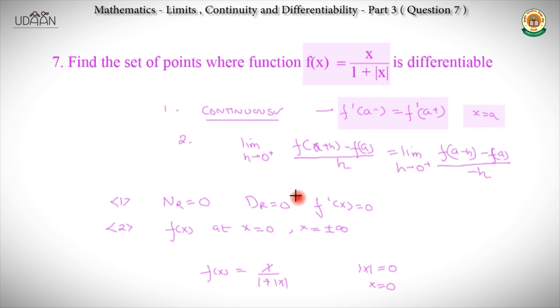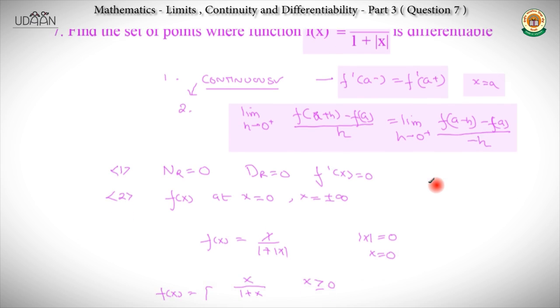Or else, if we don't know whether it's continuous or not, then we have to use the first principle, which is limit h tends to 0 plus of f of a plus h minus f of a divided by h equals limit h tends to 0 plus of f of a minus h minus f of a divided by minus h, which should be equal to a finite value. Again, this should be equal to a finite value. So basically, the first principle states that the right hand limit should be equal to the left hand limit, and also it should be a finite value, and then and only then is the function differentiable at x equals a. Right? Exactly.